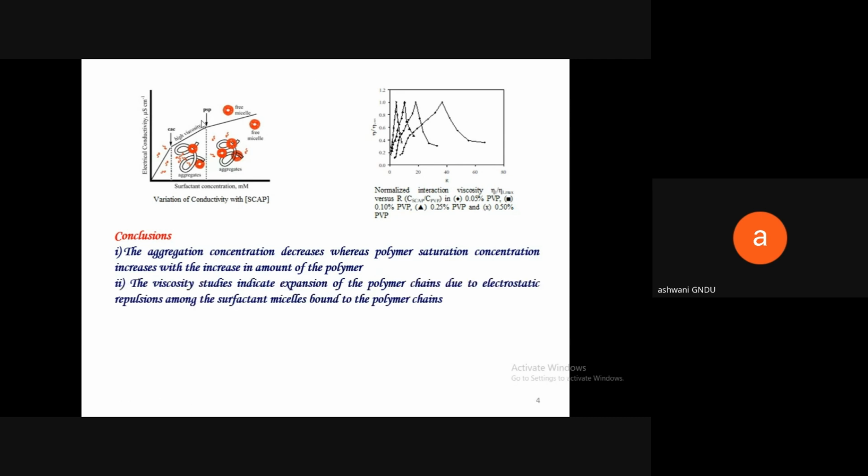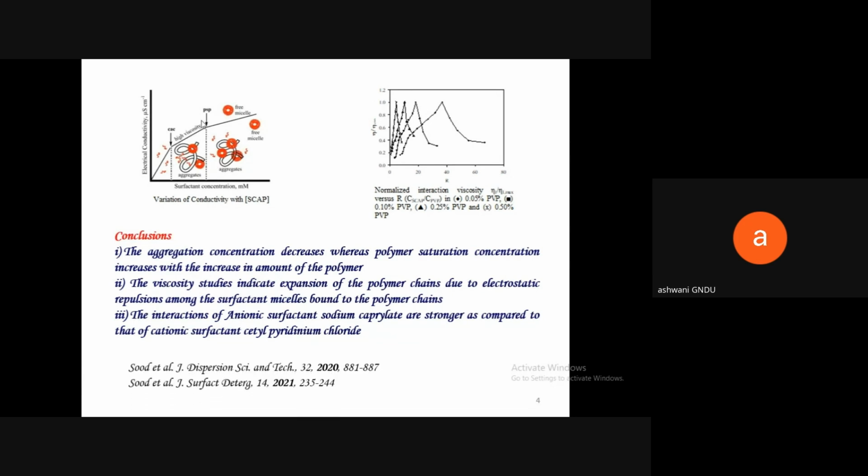The viscosity studies indicate the expansion of the polymer chain due to electrostatic repulsions among the surfactant molecules. And most importantly, the interaction of the anionic surfactant is stronger as compared to the cationic surfactant in the case of polymers. This work has been published in these two journals.